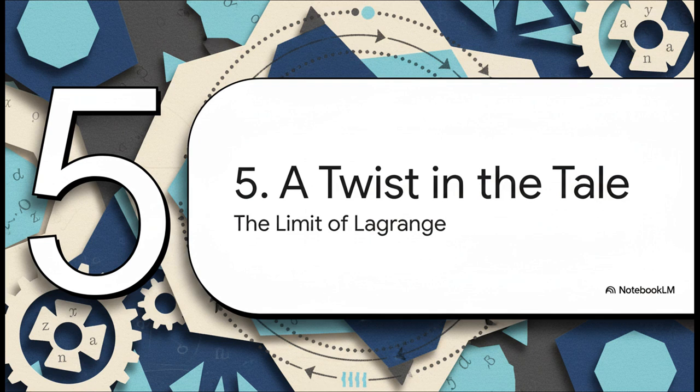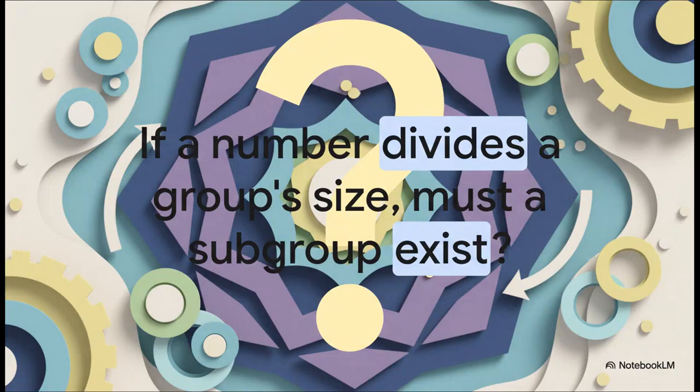Now, that seems like an incredibly neat and tidy rule, doesn't it? Maybe a little too tidy. So, does this powerful theorem really tell us the whole story? Or is there a twist? Well, this leads to a pretty natural question. We know that if a subgroup exists, its size has to be a divisor. But does that work the other way around? If we pick a number that divides the group's size, are we guaranteed to find a subgroup of that size?